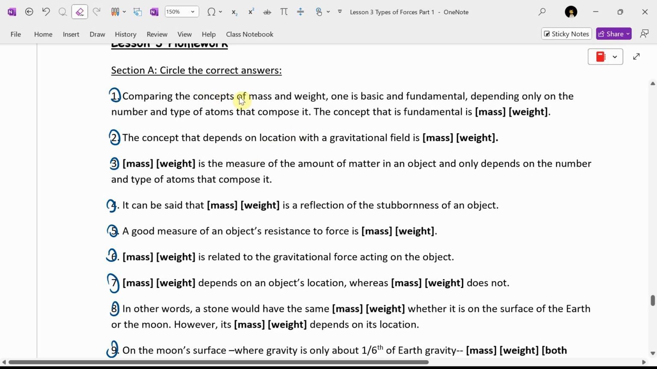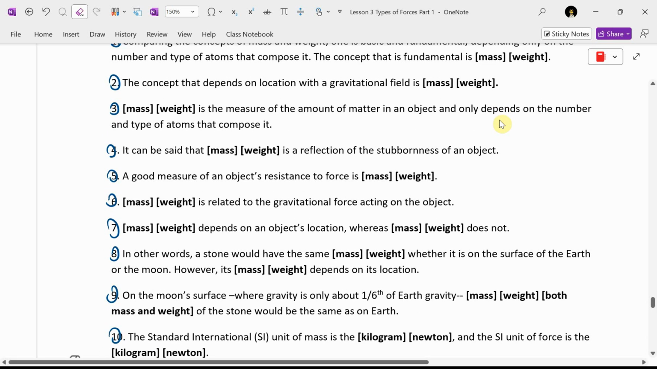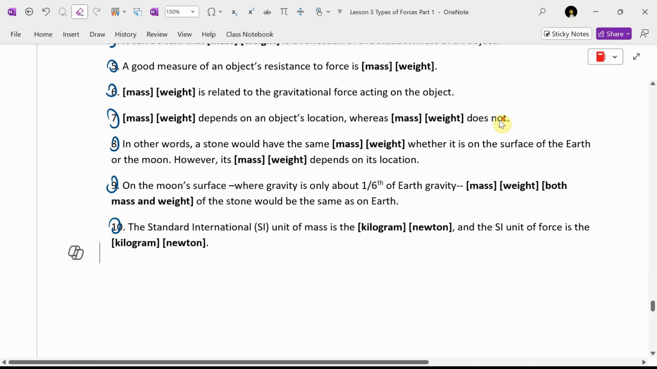It says, comparing the concepts of mass and weight, one of these is basic and fundamental, depending only on the number and type of atoms that compose it. Which one is fundamental, mass or weight? Mass, circle mass. And it's kind of walking you through all of those for the next 10 questions. Okay? Circle the correct answer. Also, I know many of you are still working on lesson 2. Yep, we can work on that. Some of you are still working on lesson 1.